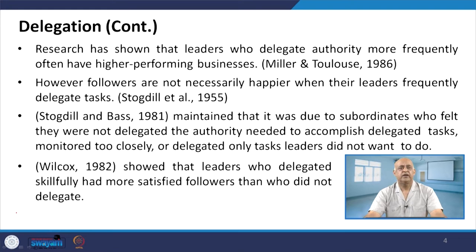So from this slide, what we understand is that balance is required: the nature of the task, the followers' willingness, the followers' capability to do it, and the leader's monitoring abilities, because otherwise there will be additional supervision. The followers may not like that, but the leaders, by delegation, are accomplishing more tasks, so they are getting more opportunities for higher performance as far as business is concerned.